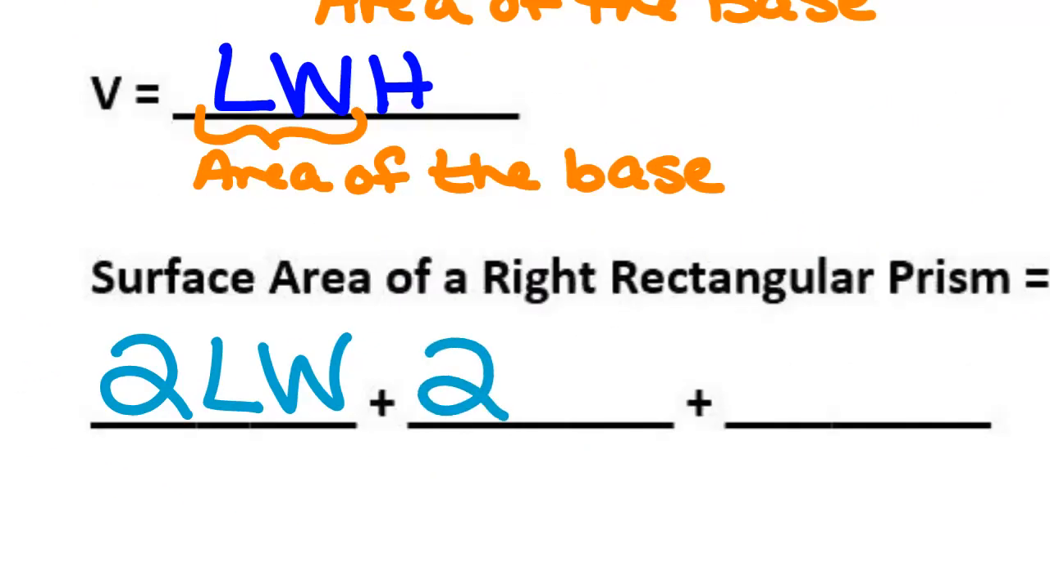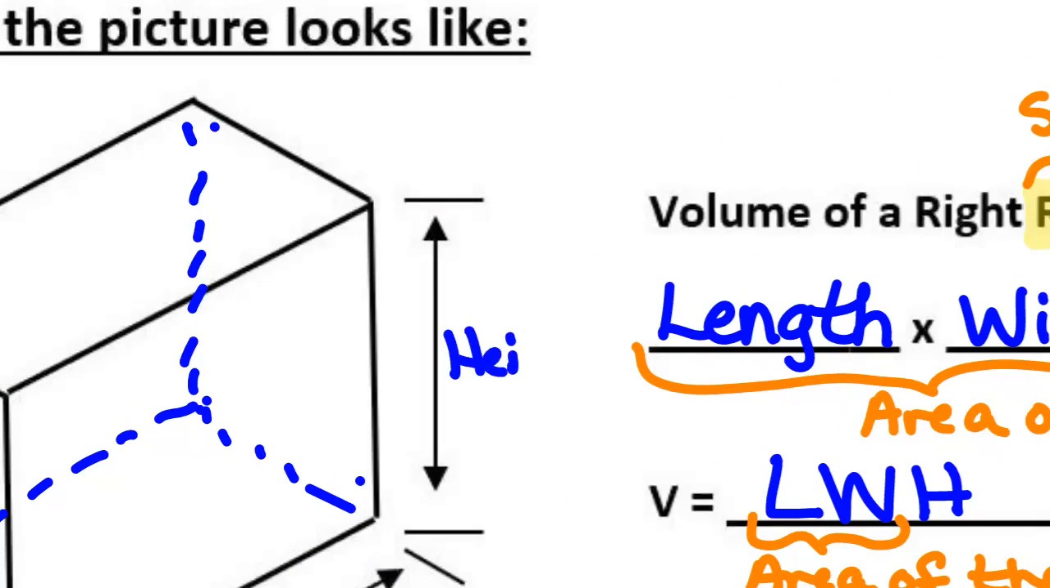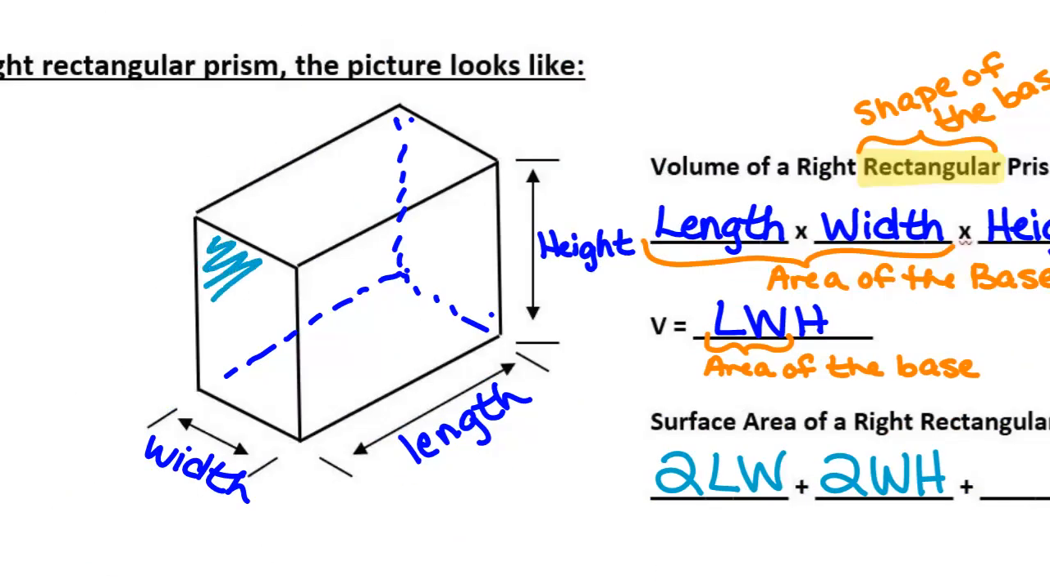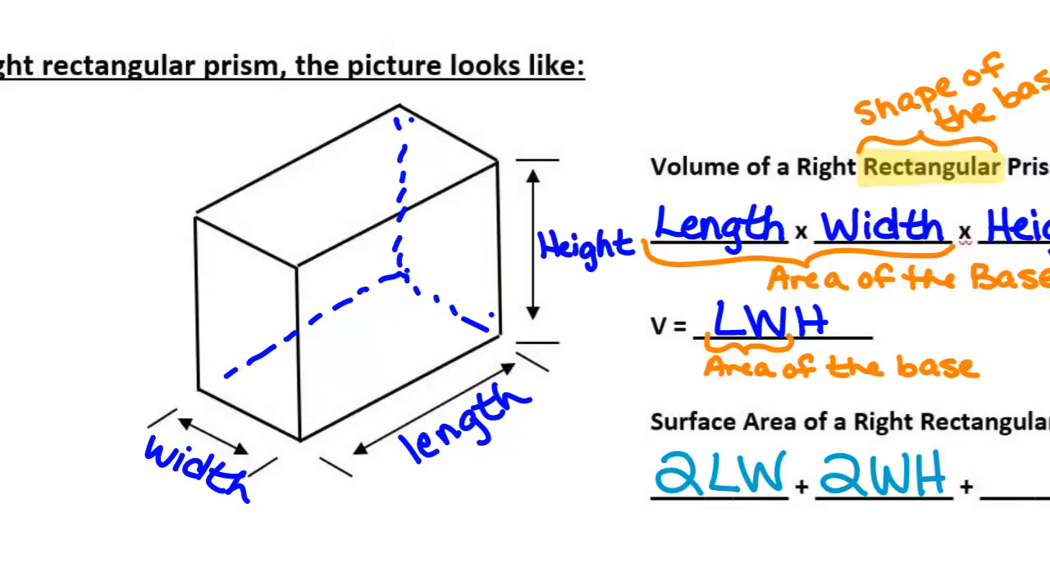Then 2 times width times height. If this is my height, then 2 times the width times the height would be the left face and the right face. So 2 because it's 2 faces, width times height would give me the left and the right faces.